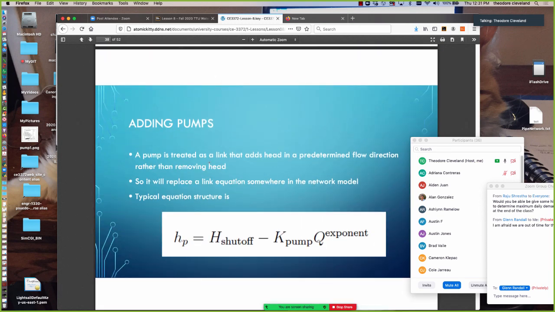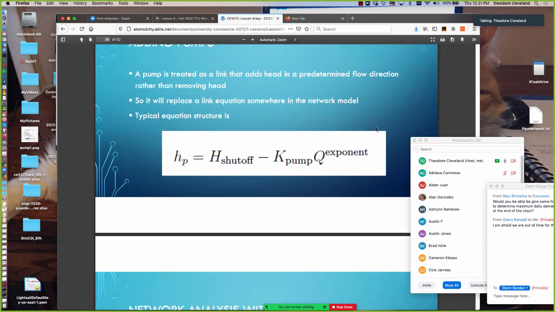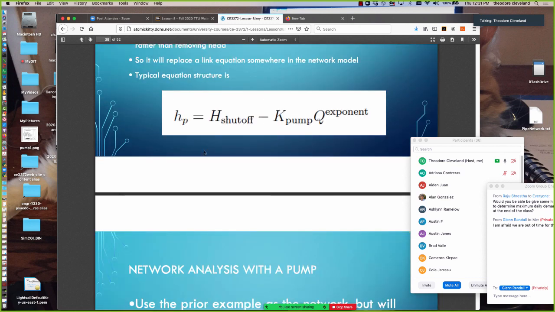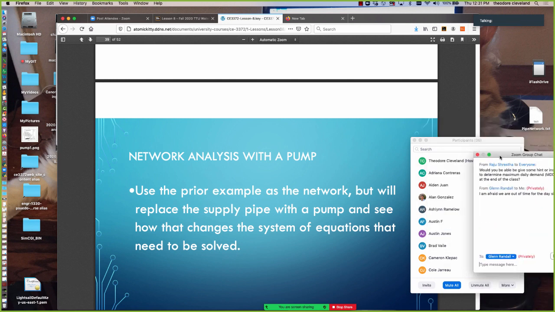So I showed you an R script to do it, and if we want to add a pump to the system, we treat it as a different kind of link. We'll pick that up again next time because we're pretty much out of time. And we'll go through that again slowly, and then that will prepare us for going into the EPANet, the professional model. What you'll see in the professional model is that the interface is a lot easier for building a network.